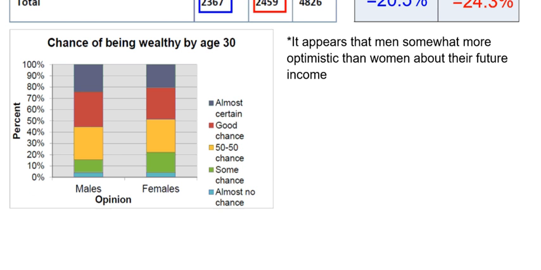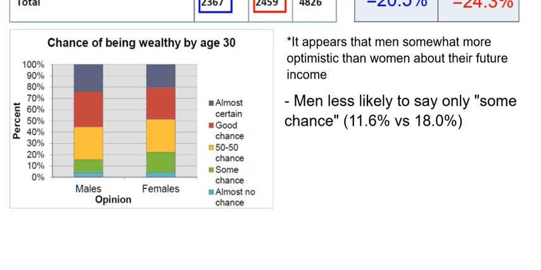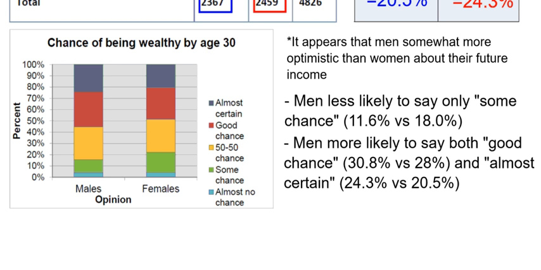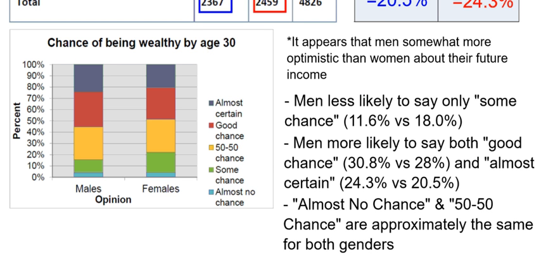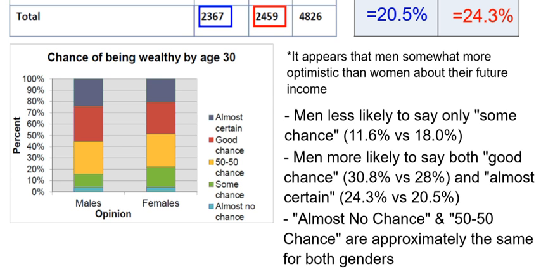So we're going to come up with a couple things to kind of back up that idea. First, we can say men are less likely to say only some chance, 11.6% versus 18. We could then say men are more likely to say good chance, both good chance and almost certain. Those percentages are higher. And then the last thing we notice is that the almost no chance and 50-50 chance are approximately the same for both genders. You can see that looking at the graph, and then you can back up what you see with the numbers from your table.